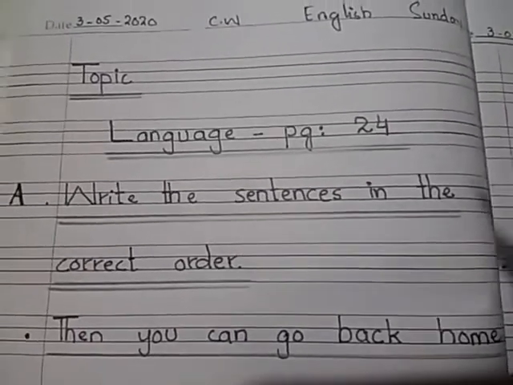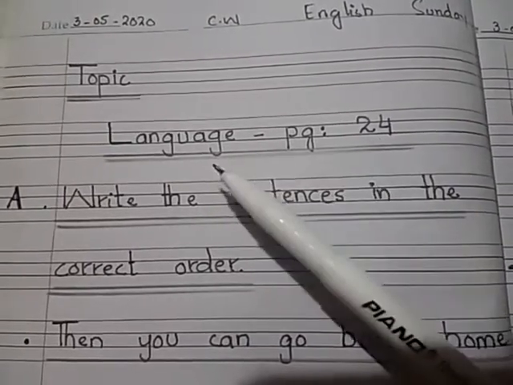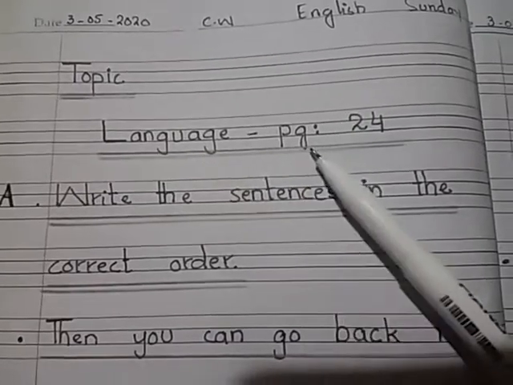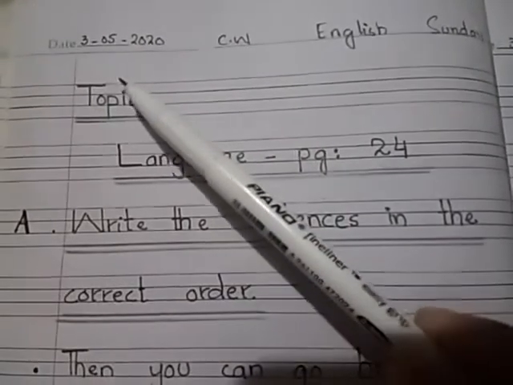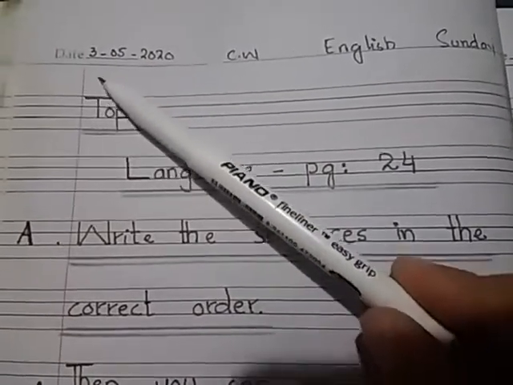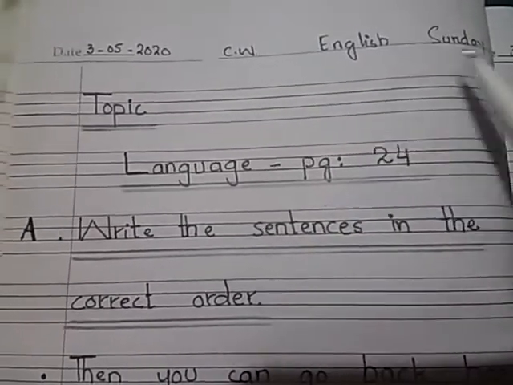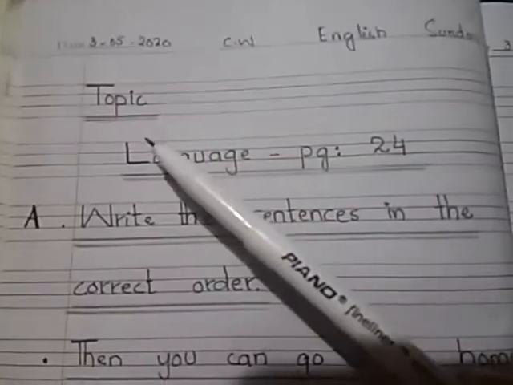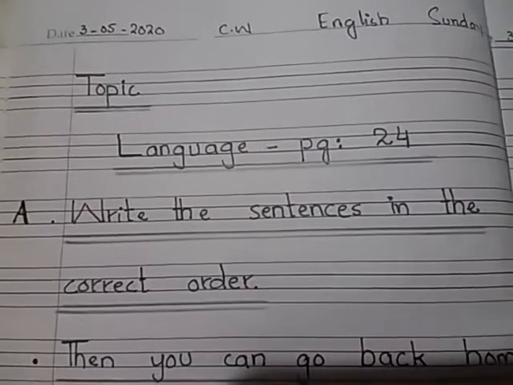Today we are going to start our new activity that is on page 24, and this is related to language. We will learn something about the English language. Take out your rough copies and your stationery. Put the date over here. It's 3rd May 2020, so your classwork, English, and today is Sunday. Your topic for today is language, page 24.